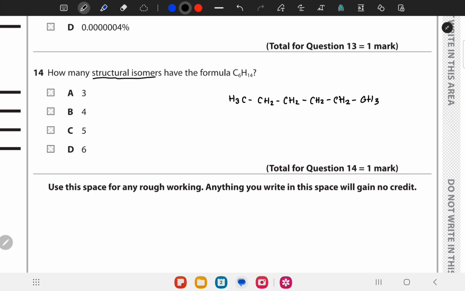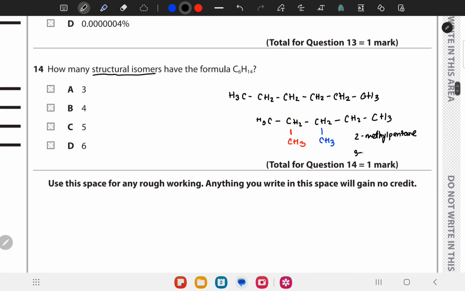Another isomer would be having one methyl group, 1, 2, 3, 4, 5. We can either get a methyl group on the second carbon over here, or we can get a methyl group on the third carbon. So we have two structural isomers over here. One is 2-methyl pentane, the other is 3-methyl pentane. This over here is hexane.